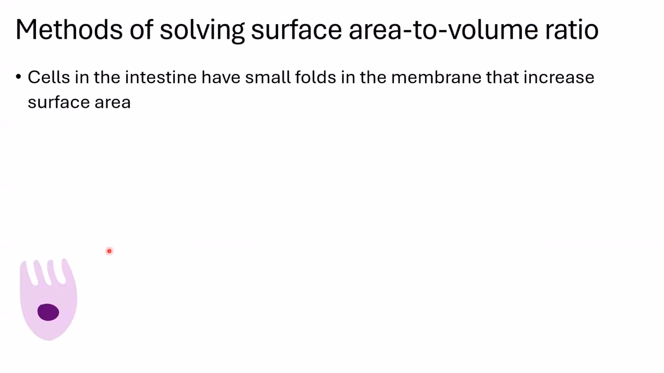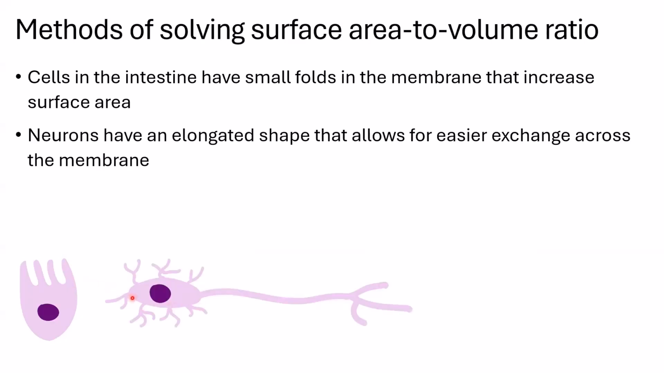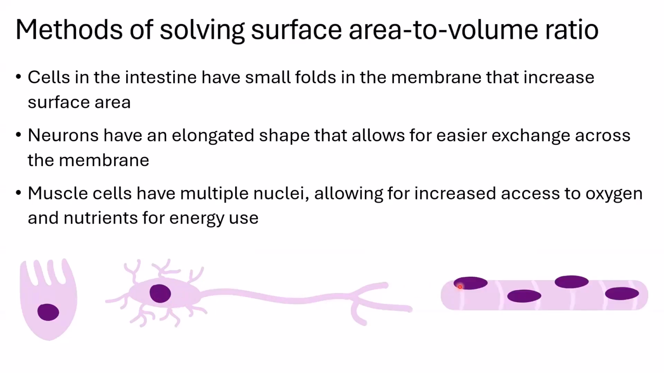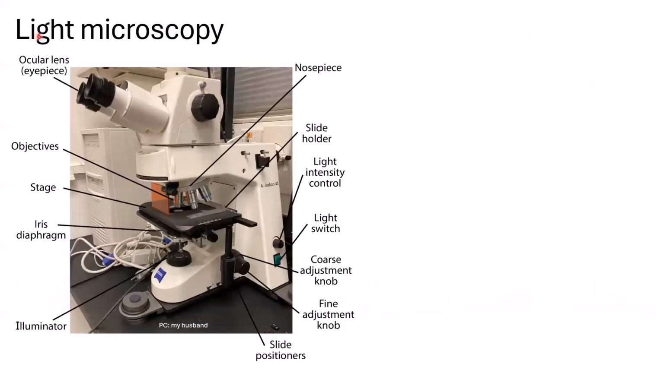For example, intestinal cells have many little folds in the membrane that increase the surface area for better absorption of nutrients. Neurons have a more elongated shape, which also helps increase surface area. Muscle cells have multiple nuclei so that they can get better access to oxygen and nutrients. Now let's talk about the light microscope.